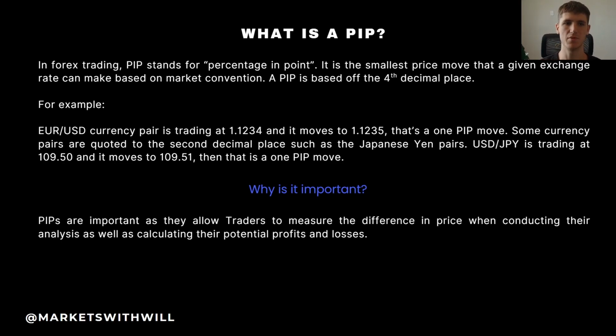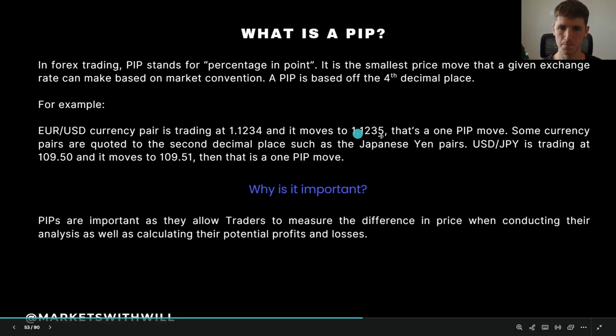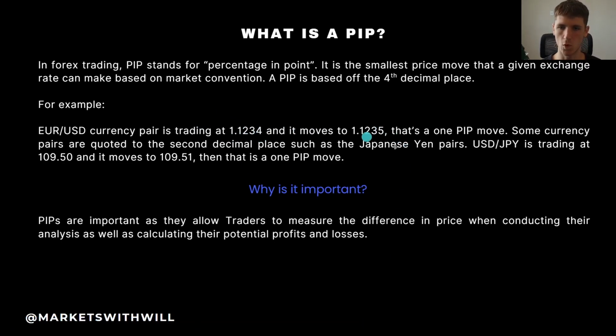So what is a pip? Now, a pip stands for percentage in point and is the smallest price move that a given exchange rate can make based on market convention. A pip is based off the fourth decimal place. So for Euro USD, for example, it's trading at 1.1234 and it moves to 1.1235. That is a 1 pip move because as you can see, the fourth decimal place here, that is the pip. It's moved 1 pip.